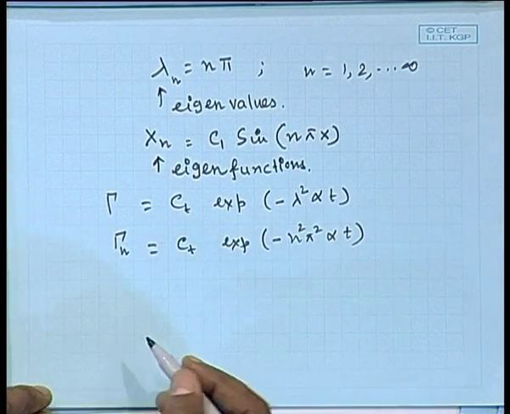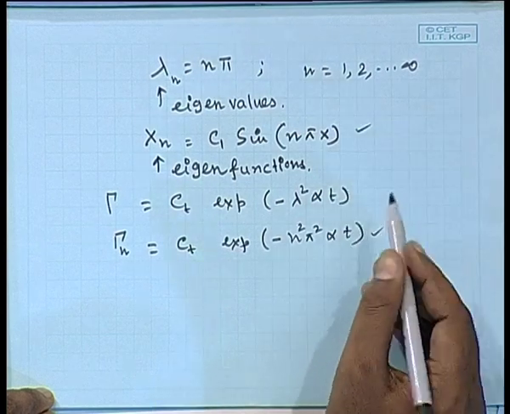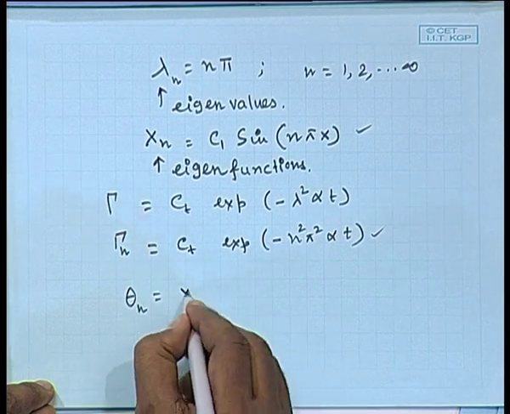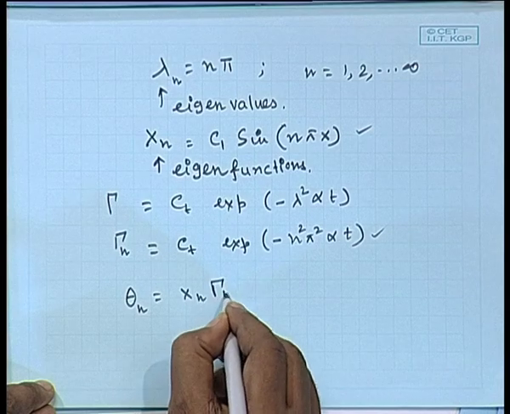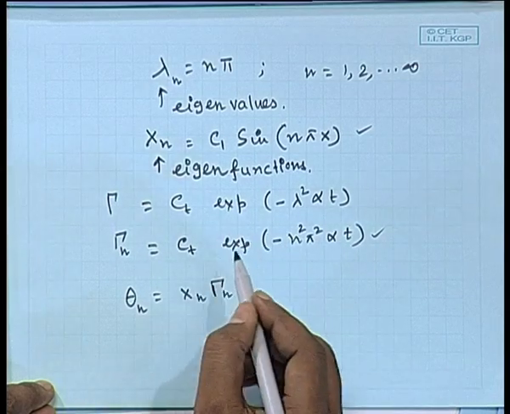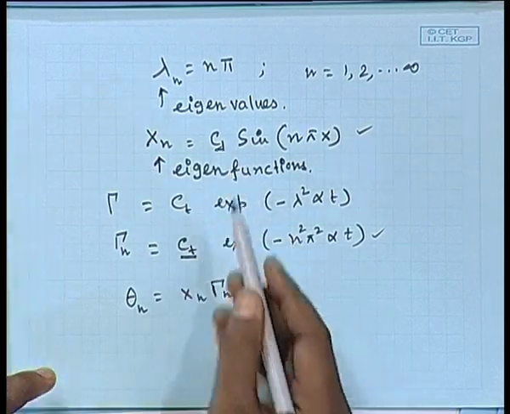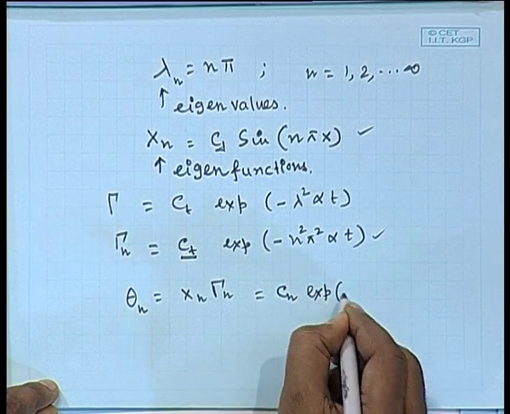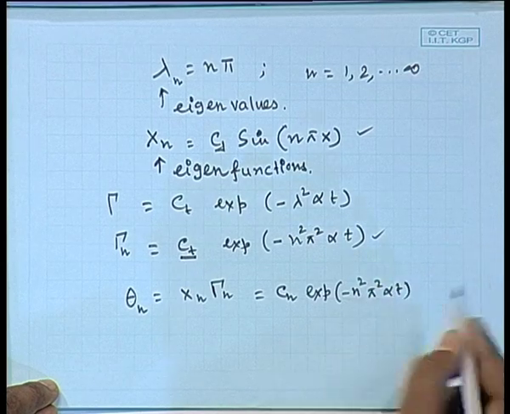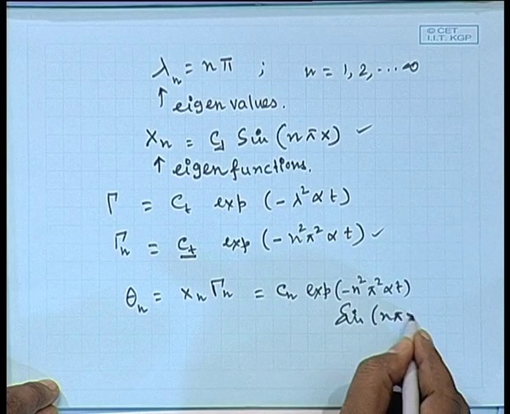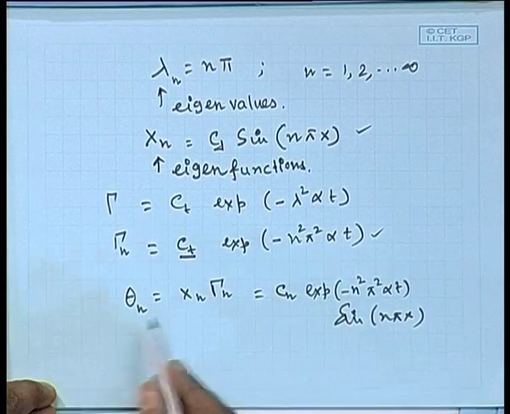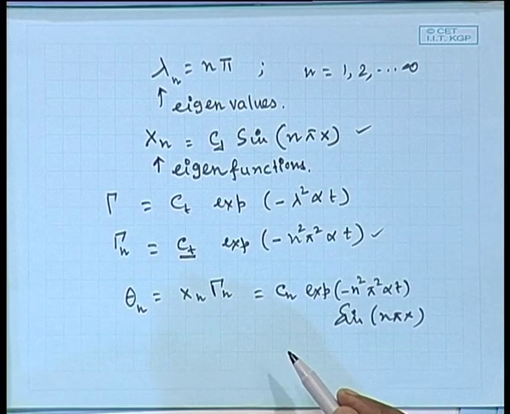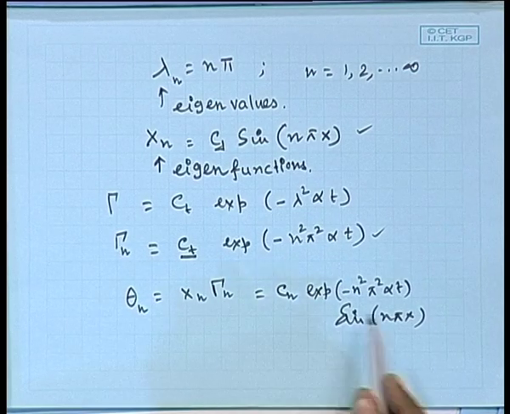So, what is the overall solution? It is the product of the time varying part and the space varying part. Theta n, the nth solution corresponding to the nth eigenvalue, is X n tau n. So, this is a constant, this is a constant, the product of the two will be a new constant, let us say Cn, exponential minus n square pi square alpha t, sin n pi x. That is the nth solution, that means the solution corresponding to the nth eigenvalue. Now, the actual solution will be constructed by linear superposition of all these solutions.